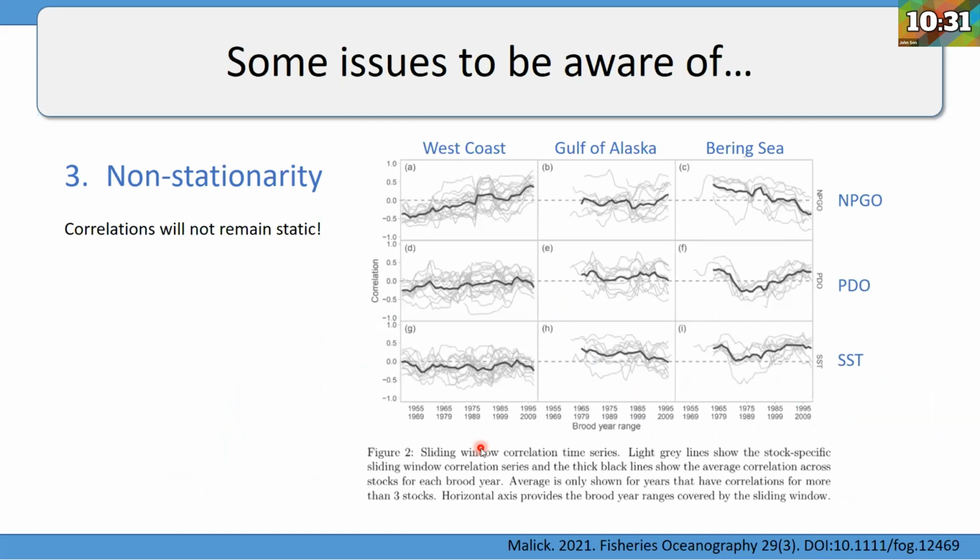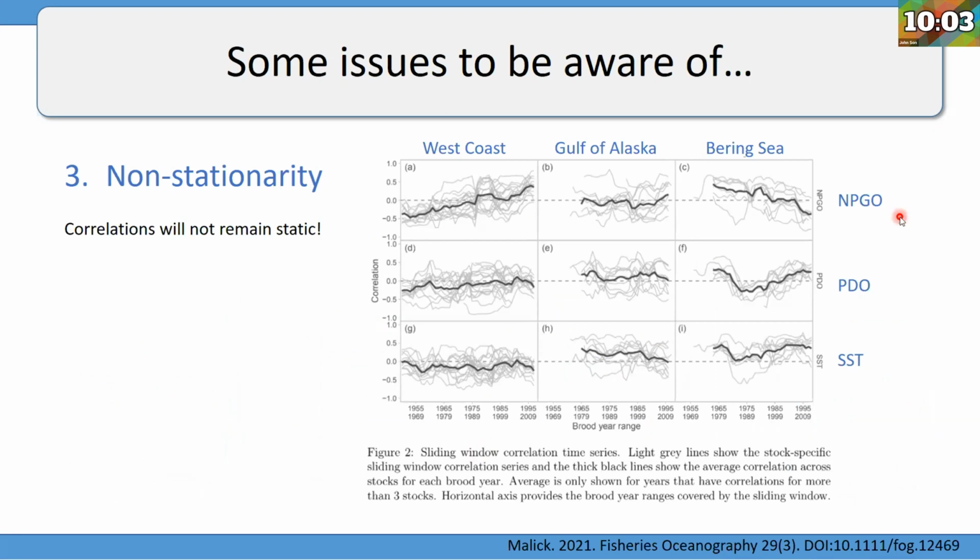Last one, which Nate mentioned as well, is non-stationarity. This is an example from Michael Malick, published this year in Fisheries Oceanography. The idea here is that when we model salmon survival with environmental indicators, we're making an assumption that those relationships are static. And what we're seeing repeatedly, time after time in the last few years, is that they are not static.